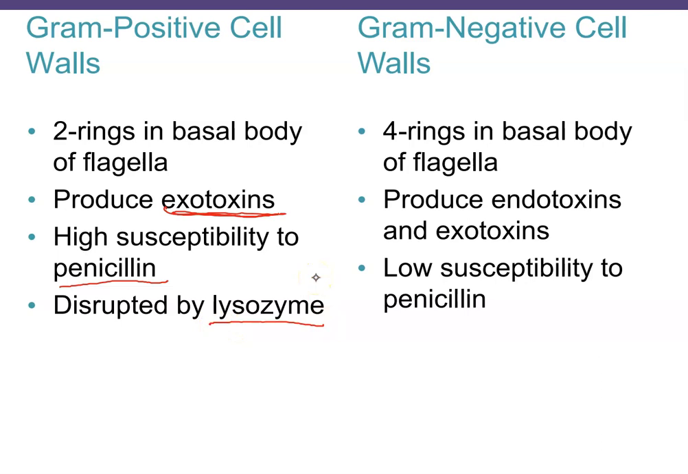Gram-negative cell walls require four rings in the basal body of the flagella to attach a flagellum to that gram-negative cell wall. They produce endotoxins a lot of times. These endotoxins are embedded in the gram-negative cell wall, and the gram-positive cells don't have that. These endotoxins are oftentimes released when these cells are being digested by phagocytic cells. They also can have exotoxins in addition to the endotoxins. And gram-negatives show low susceptibility to penicillin.